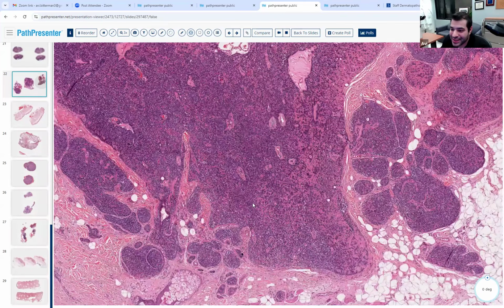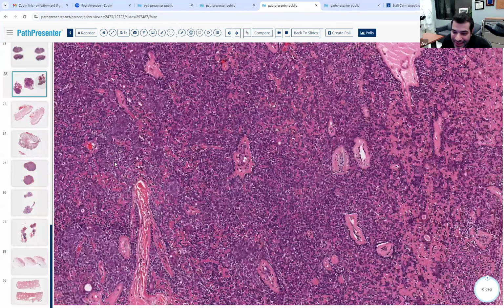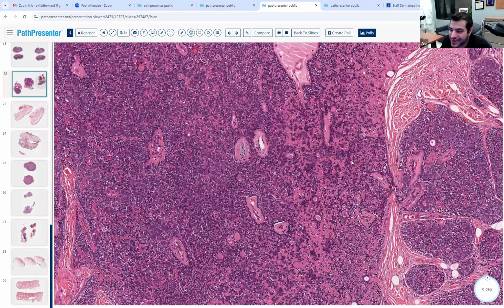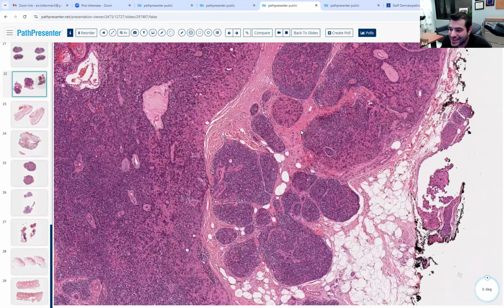So this one just shows that this is on a spectrum. In some areas, it looks more like spiradenoma. In other areas, it looks more cylindromatous.